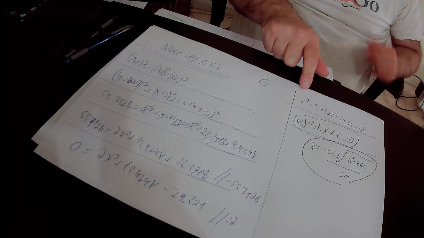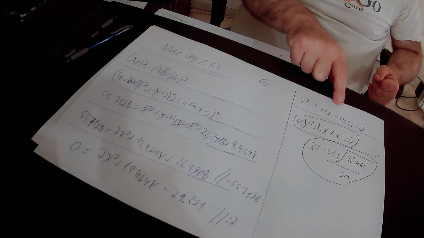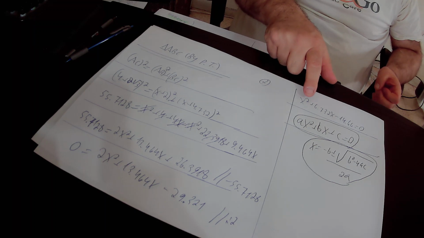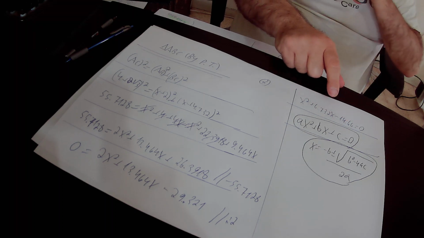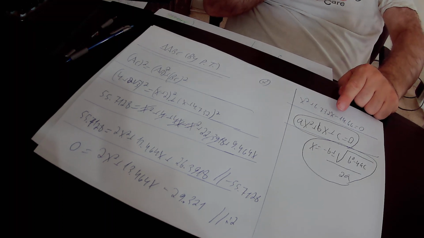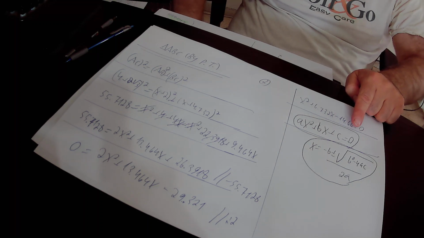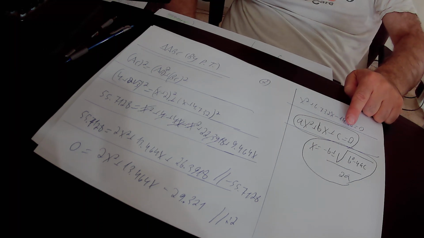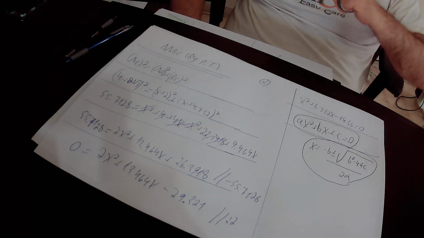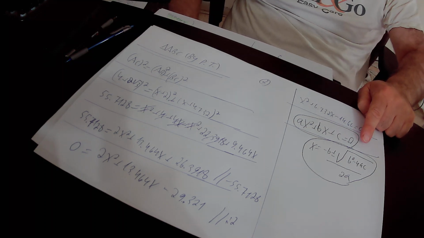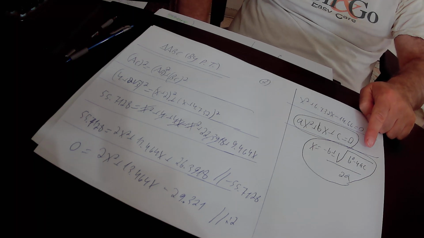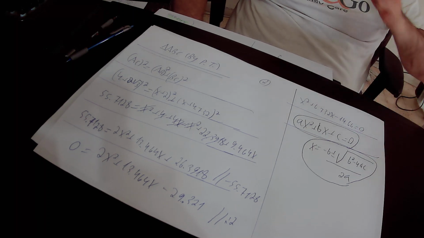So this is of course a quadratic equation, and the general formula for a quadratic equation is ax squared plus bx plus c equals 0. In this general formula, a, b, and c are the coefficients of this quadratic equation, and x is the variable that we are looking for. And we find the value of x according to the following formula: x equals minus b plus minus square root of b squared minus 4ac, over 2a.